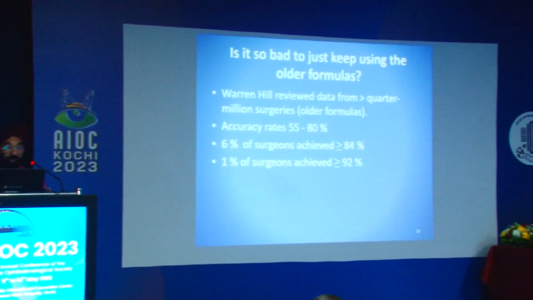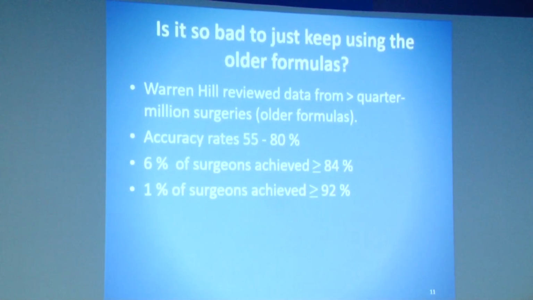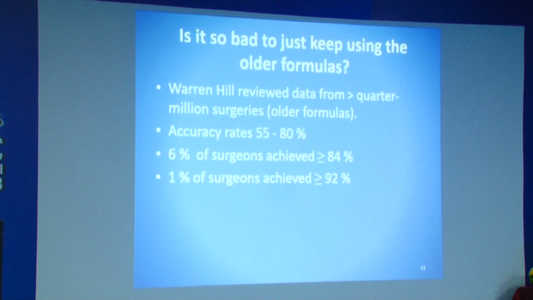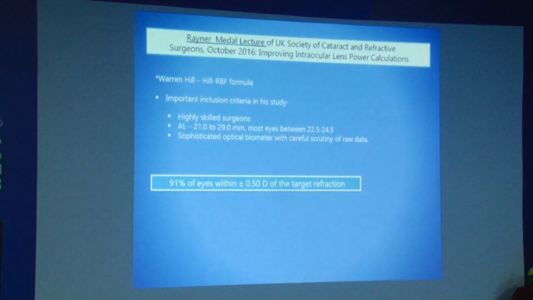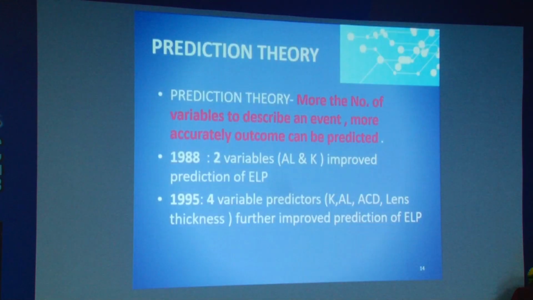So is it bad to keep using the older formulas? Yes, it is, because a survey told us that only 1% of surgeons achieved accuracy of more than 92% within plus or minus 0.5 diopter if they keep using older generation formulas. In a lecture delivered by Rayner, they said it is now possible to achieve 91% of eyes within 0.5 diopter of the target refraction if we change with the technology. So what are these new formulas? Hoffer H5, Ladas, Olsen, Barrett, Barrett Universal 2 and the Hill RBF calculator.